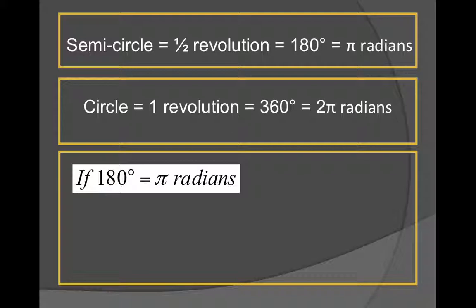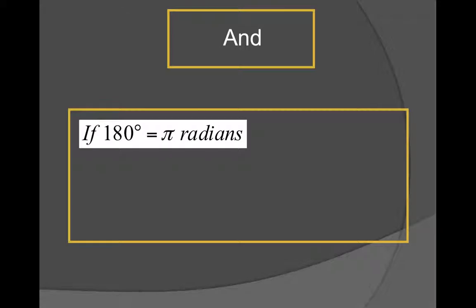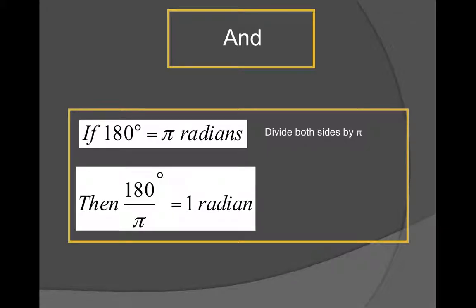So let's discover how we're going to use this information. If 180 degrees is equal to pi radians, if I divide both sides of this equation by 180, I will get 1 degree is equal to pi divided by 180 radian. That is my conversion factor, and I'm going to be able to use this to change from degrees to radians. And it also follows that if I were to take this same equation, 180 degrees equals pi radians, and divide both sides by pi, I would get the conversion factor 180 degrees divided by pi is equal to 1 radian. This will be my conversion factor for converting from radians to degrees.